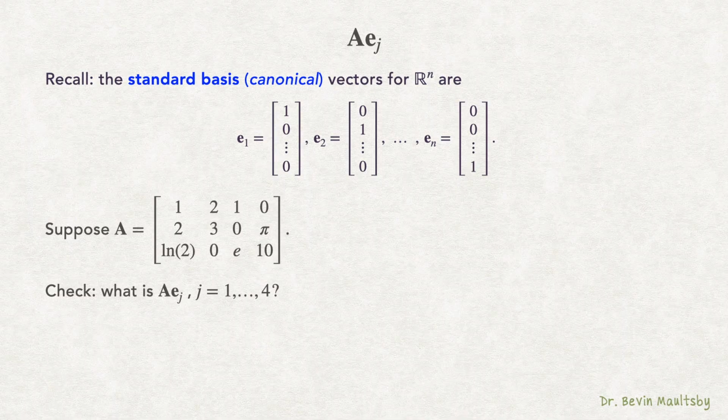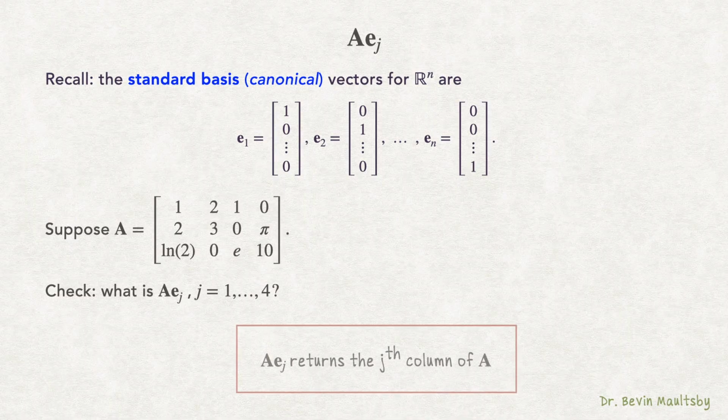Take a moment to check what A times E1 is, where here E1 is 1, 0, 0, 0, needs to be a vector in R4. Likewise, what is A times E2, E3, and E4, where each of those are vectors in R4. I hope you recognize that what happens is anytime you take that matrix A and you multiply it with one of the standard basis vectors of R4, what it does is it returns you back the respective column from A.